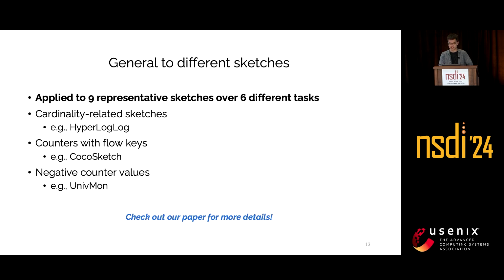Note that the definition of sufficiently changed could vary across different kinds of sketches. To achieve generality, we discuss different kinds of sketches in our paper and make sure that OctoSketch can be applied to a broad spectrum of sketches with some additional modification. In our paper, we apply OctoSketch to 9 representative sketches across 6 different tasks to demonstrate the generality. Please check our paper for more details about these different kinds of sketches.